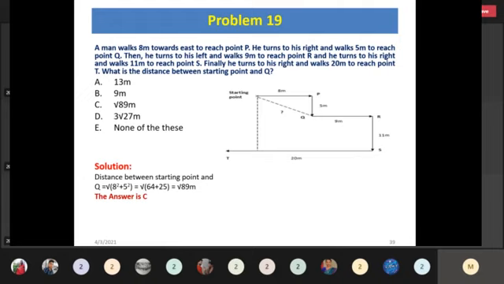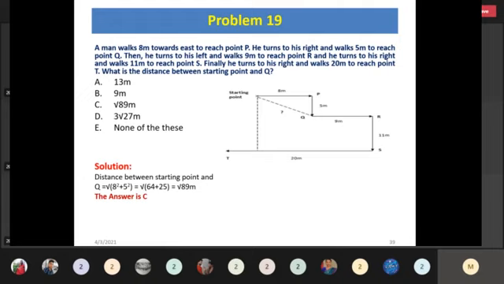The options are A 13 meters, B 9 meters, C root of 89 meters, and D 3 square root of 27 meters, and E none of the above, of course. Now if you see the solution, we can write it using the Pythagoras theorem, the point Q they are asking. So the other sides, of course, are 8 meters and 5 meters.